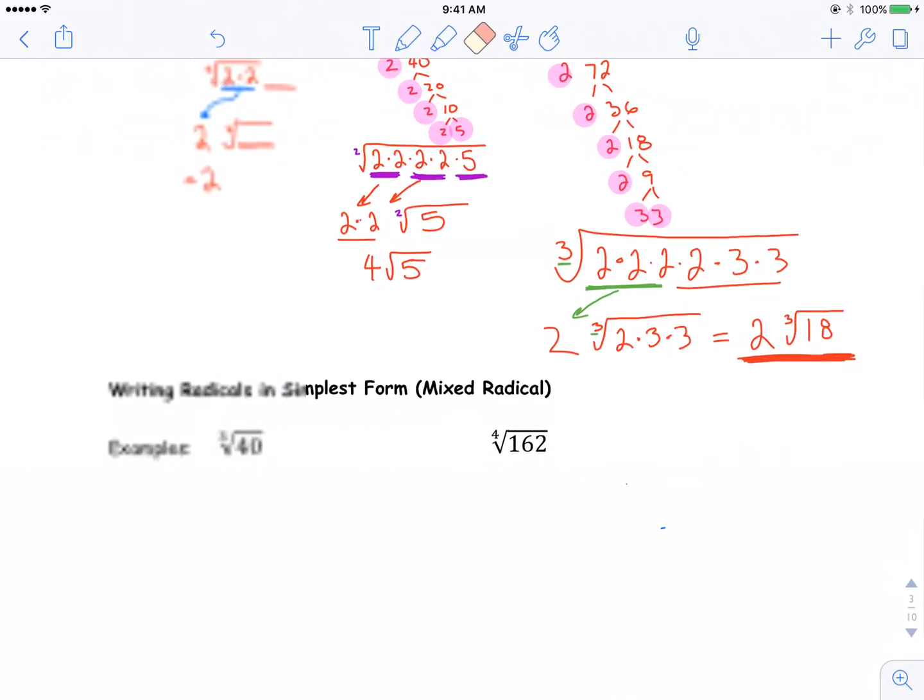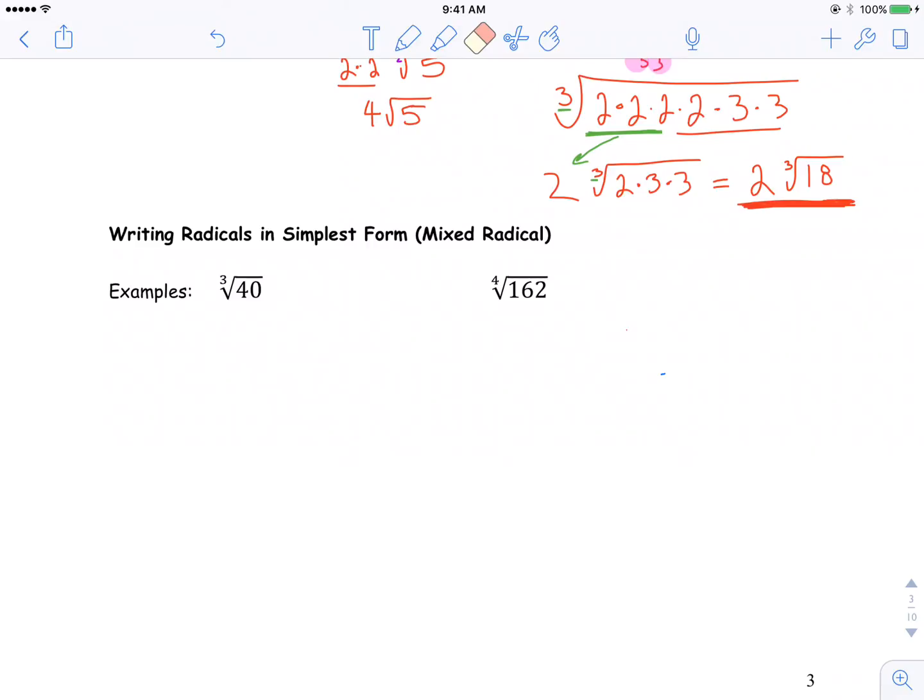I will give you a moment. You can start the next video when you're ready. The next video will quickly go through the examples that follow here, writing radicals in simplest form, or mixed radicals, the cube root of 40, and the fourth root of 162.